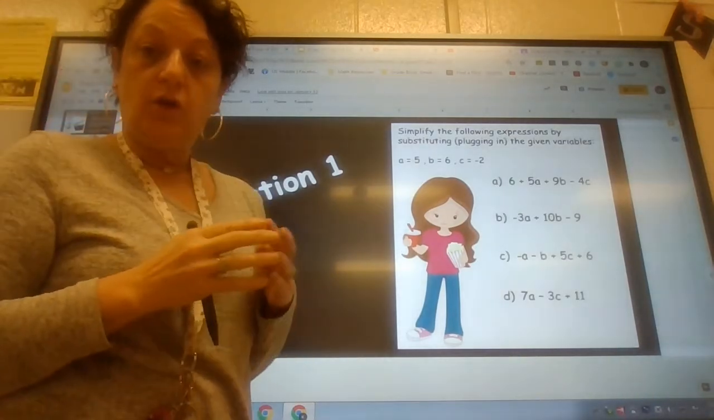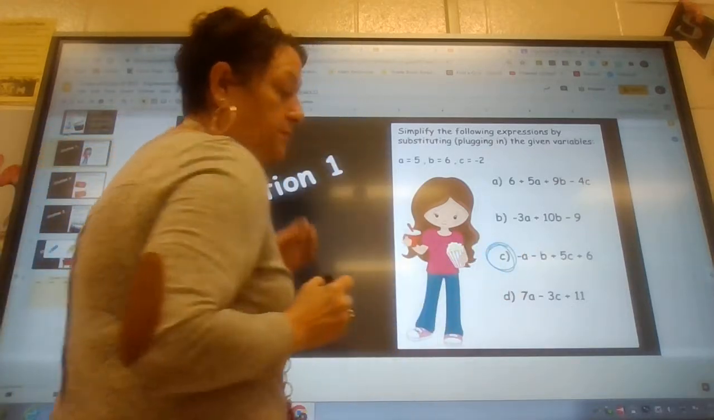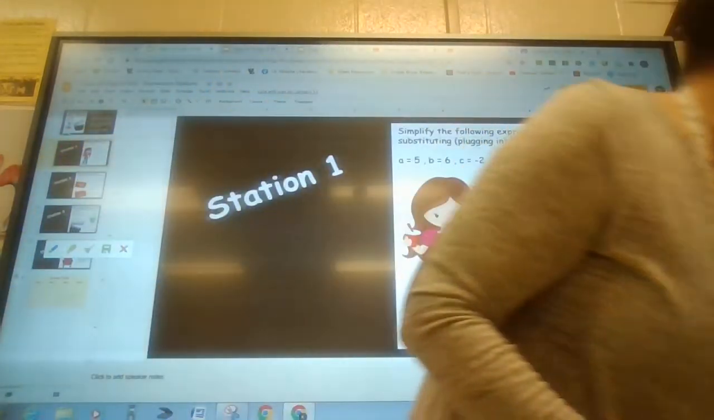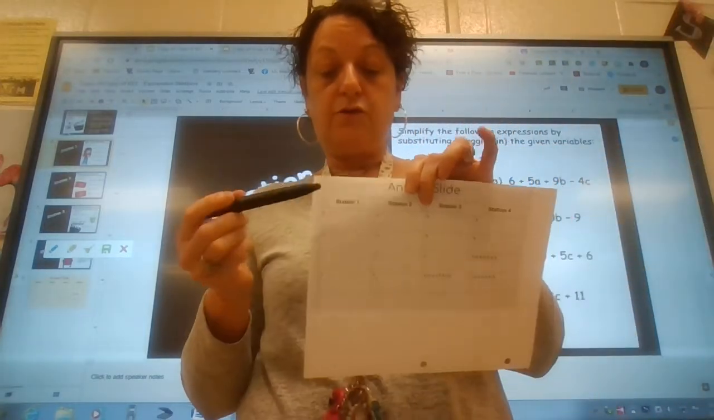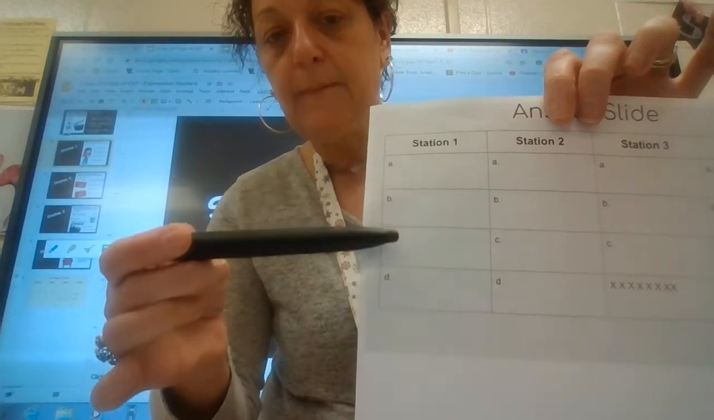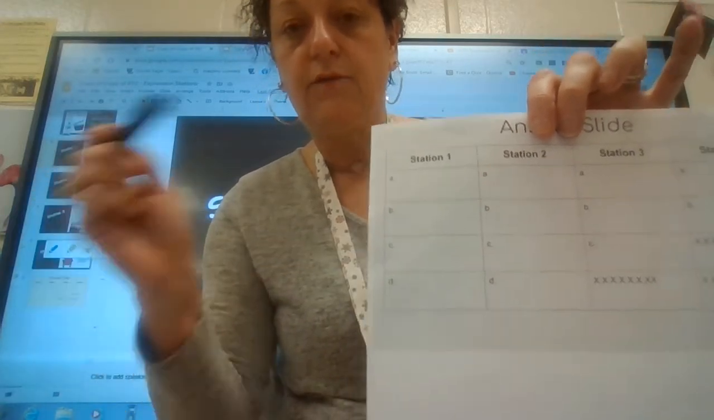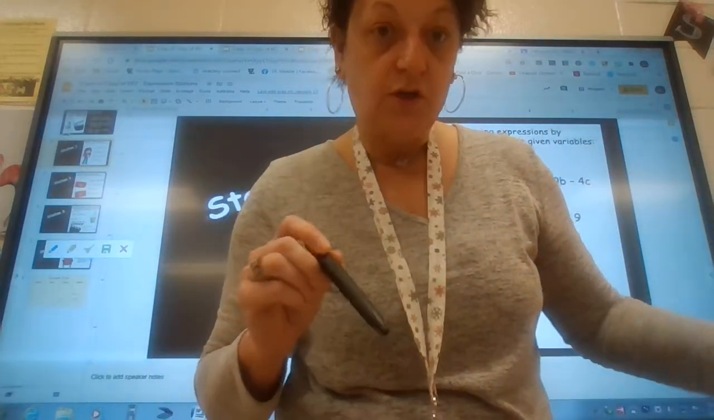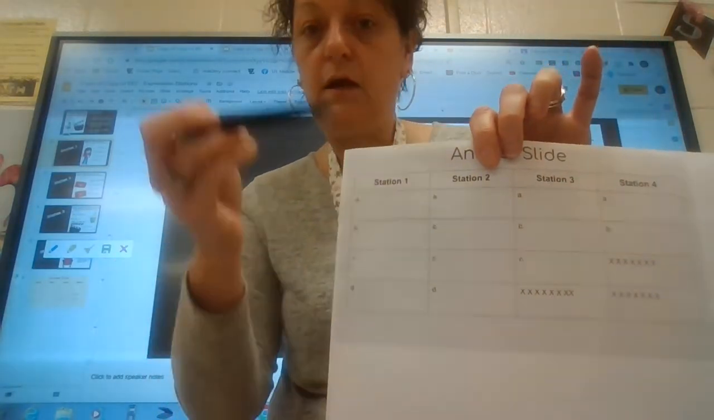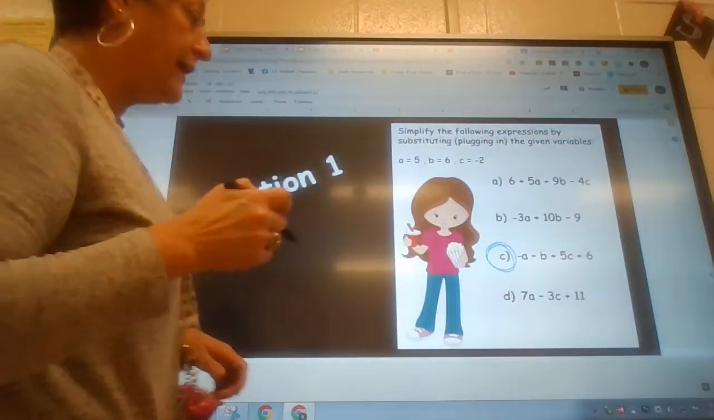I want to make sure that you are seeing how the signs work. So I'm going to do this one. And if you notice on your answer sheet, here's station one, and it's got an A, a B, and a C. So you would be right here on your answer sheet if you're going to copy this down into your notes. You can copy it right onto here, and then you have it done. I'll do one on each slide.